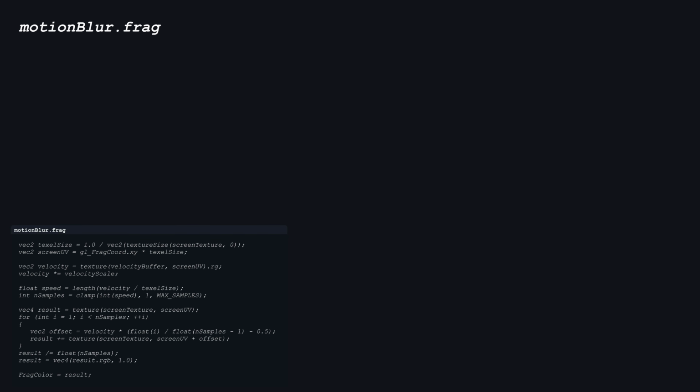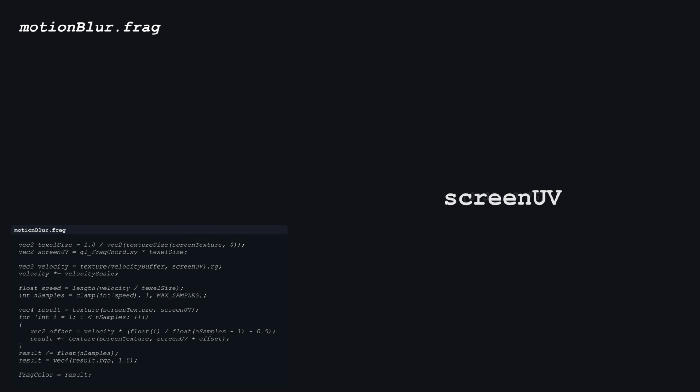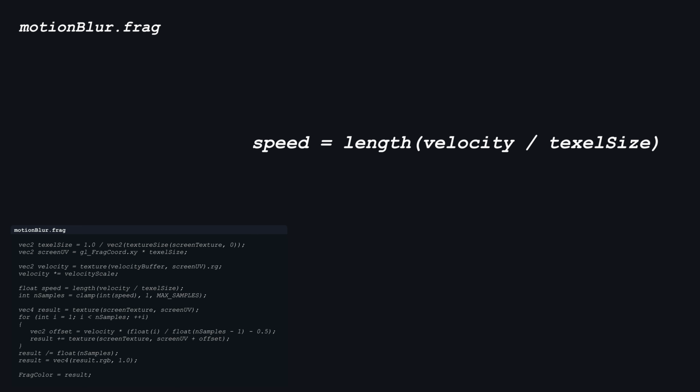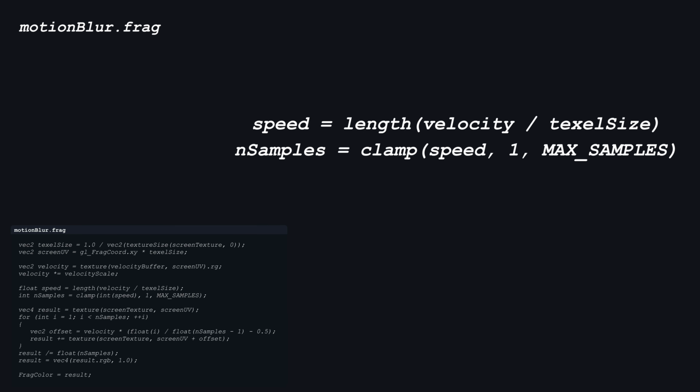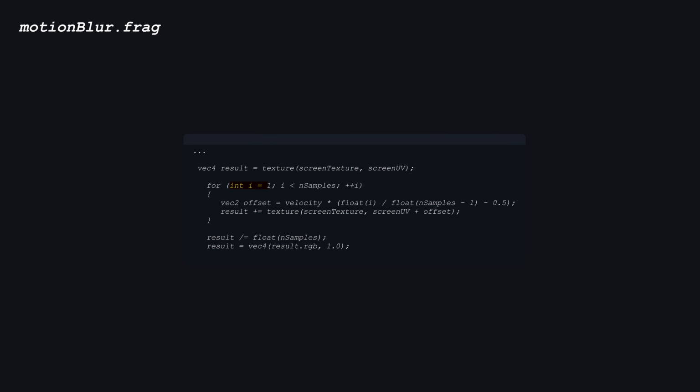Inside of the fragment shader, we calculate the screen UV, the position on screen the pixel is at in UV space. We'll use this to source the velocity of the pixel from the velocity texture and calculate speed from this. This will allow us to figure out how many blur samples will be required based on the magnitude of the speed. Now we can perform our blur, running a loop for the same period of time as the number of samples, where we can calculate an offset using our velocity.